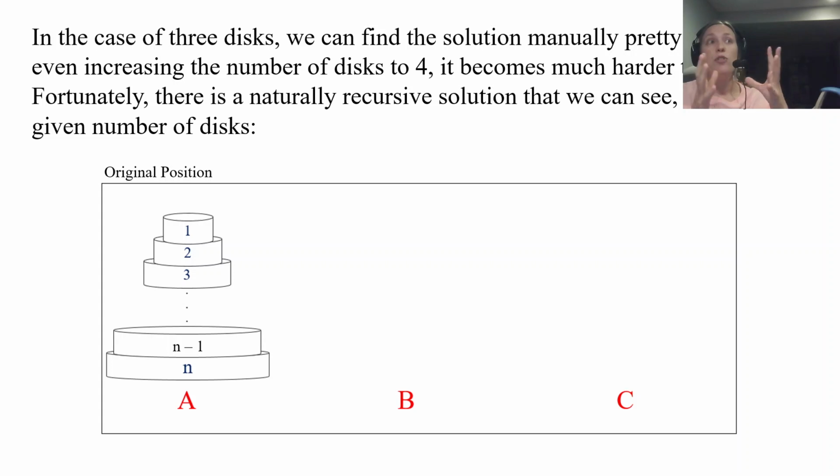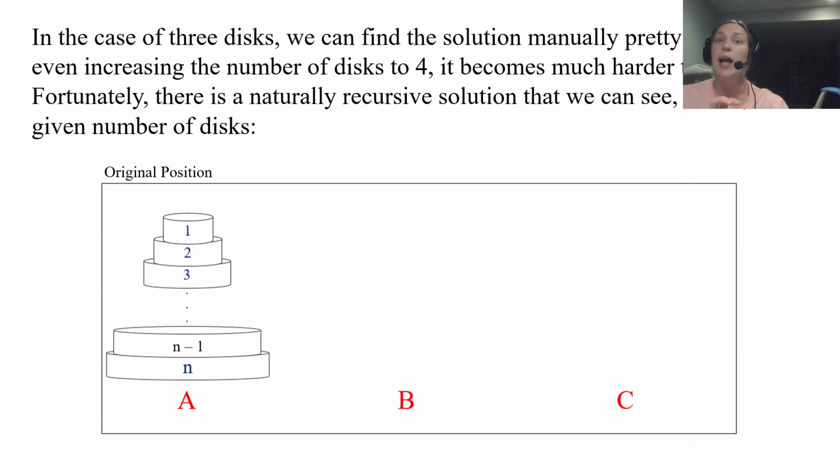If you don't know the recursive solution, if you're just trying to do it with 5, 6, or 7 discs, it's going to take you a while to manually figure out how to do it. But if you know the recursion behind the Tower of Hanoi, you're going to do it so much quicker. That's what I'm trying to show you with this problem.